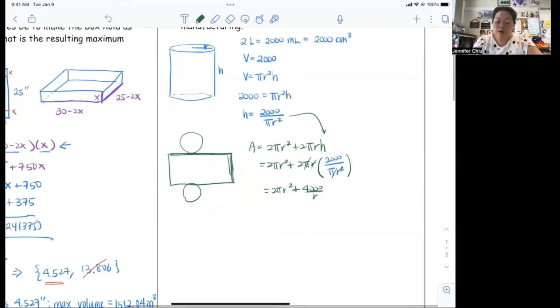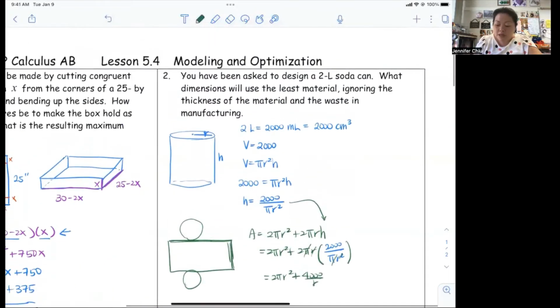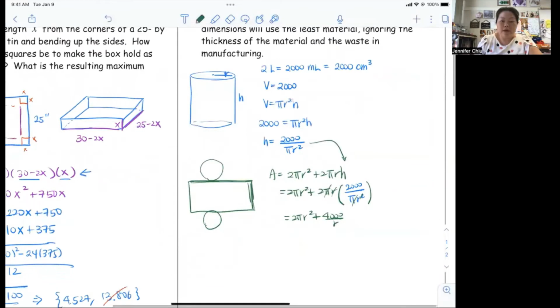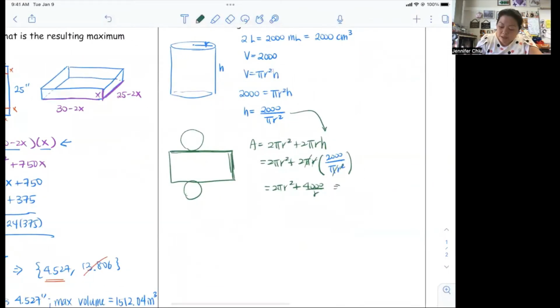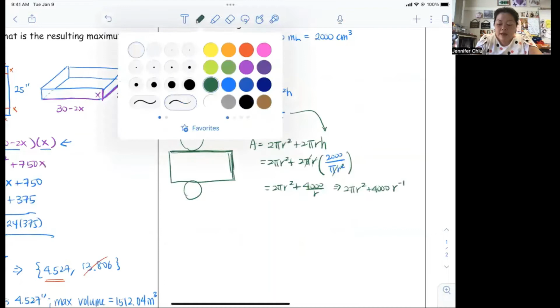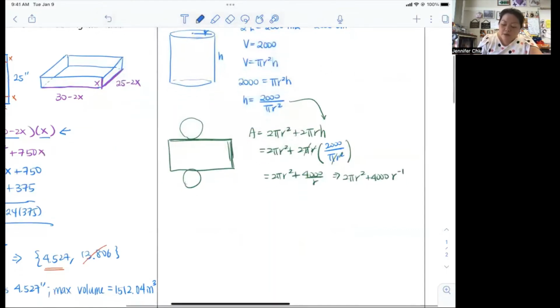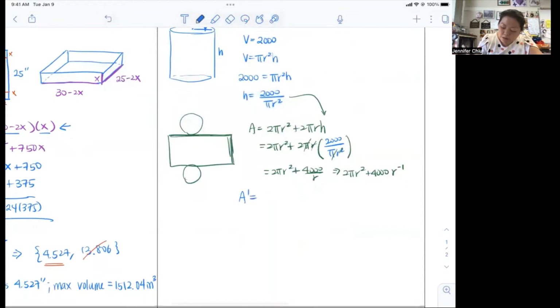Because I'm trying to minimize the material used, I know I need to use the derivative. So I'm going to rewrite this so it's a little bit easier to tackle: 2 pi r squared plus 4,000 r to the negative 1. That way I don't need to worry about that negative exponent. Okay, so to minimize this, I find the derivative. So A prime equals 4 pi r, because I take the derivative with respect to r, and then minus 4,000 r to the negative 2. Okay, so it's 4 pi r minus 4,000 over r squared set equal to 0.